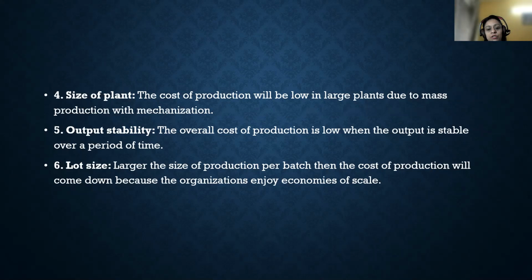Stability in output is something which is going to keep the cost at a lower price. The cost is going to be less when output is stable. Usually over a period of time, the output becomes stable and the cost of production reduces. If the output is not stable, then the cost of production is going to be more.